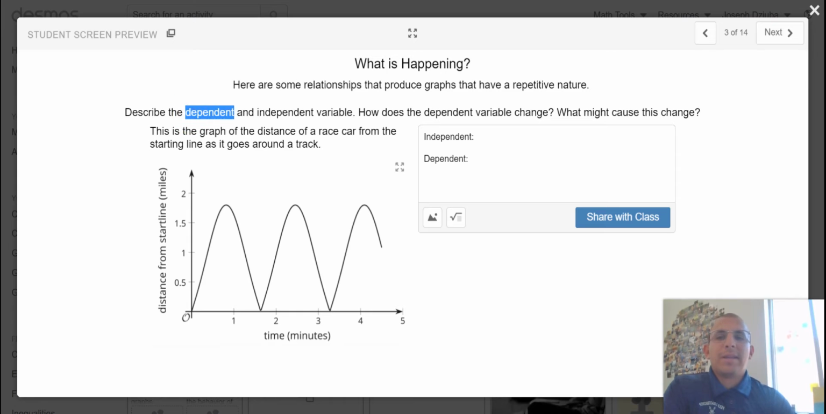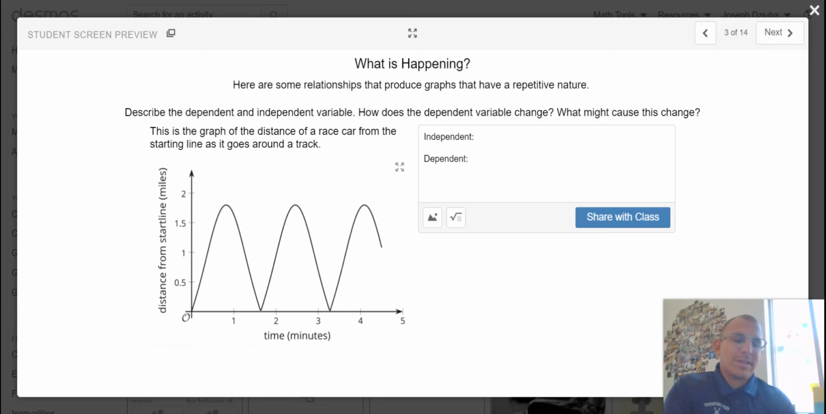So describe the dependent and independent variable. Remember, the dependent variable is what we would consider the output, and the independent variable is what we would consider the input, because the input is what we can alter. The output is contingent upon the input. How does the dependent variable change? What might cause this change?